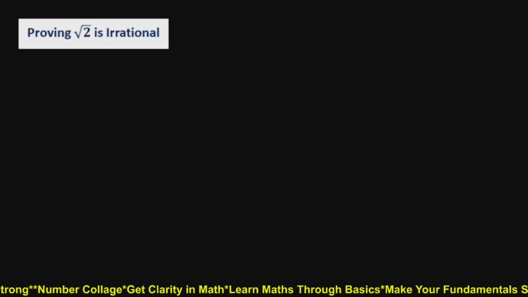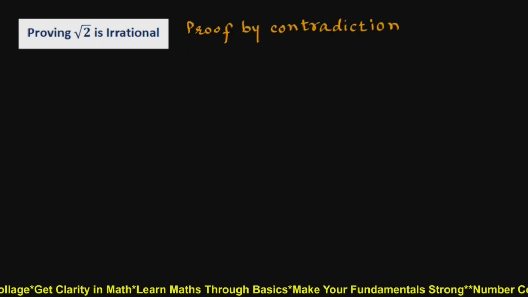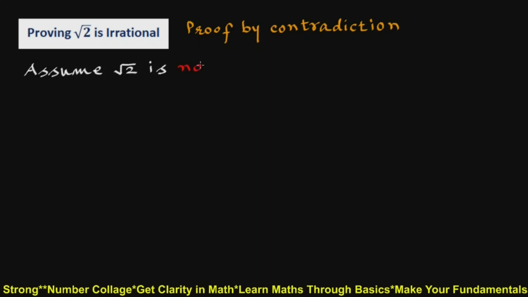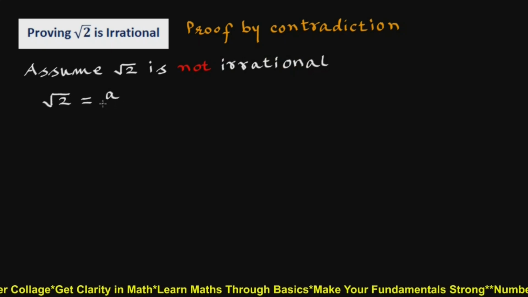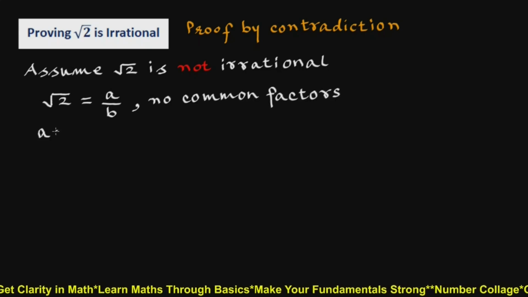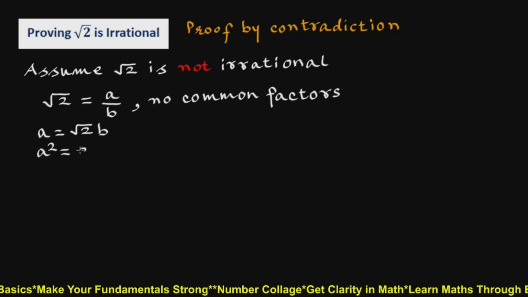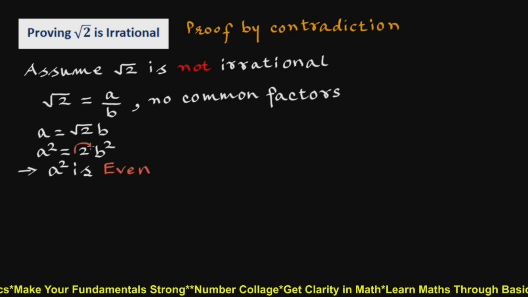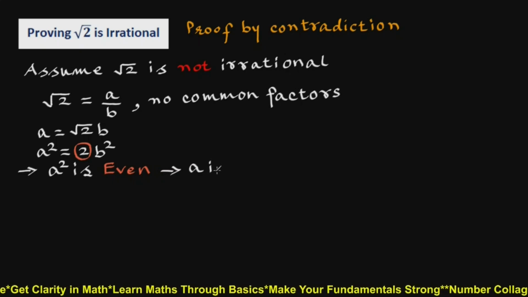For proving root 2 is irrational, we will use the method of proof by contradiction, in which we start by assuming root 2 is not irrational. So we can write it as a reduced form of a rational number a upon b with no common factors. So a is root 2 b. After squaring, a square equals 2b square, which means a square is even by presence of this 2, and by rule, if a square is even, a is also even.